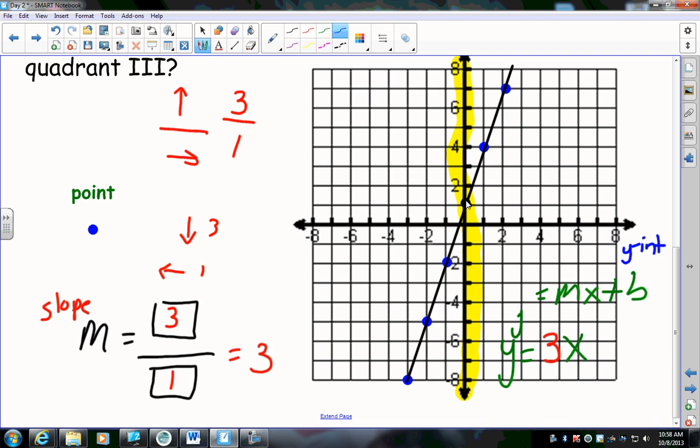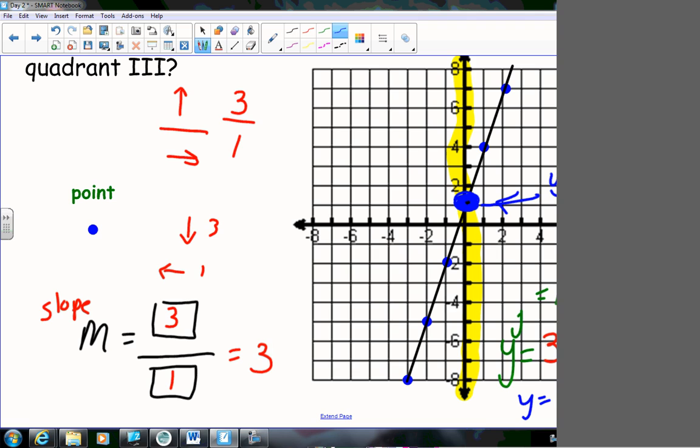All right. Right here, I want you to put a big dot. Draw a line. I want you to write y-intercept. That point is where it crosses the y-axis. That is at 0, 1. So my equation is going to be plus 1. So I have y equals 3x plus 1.